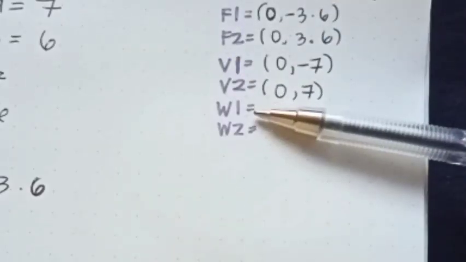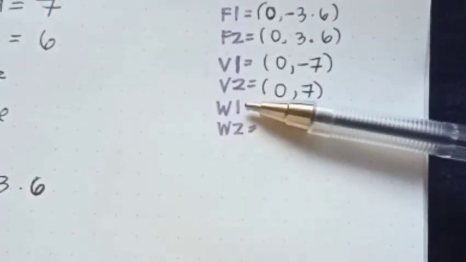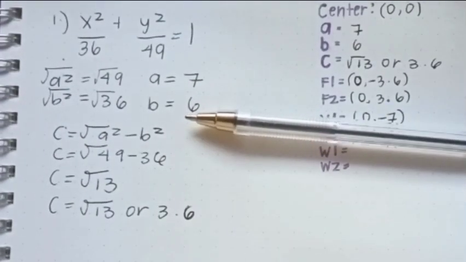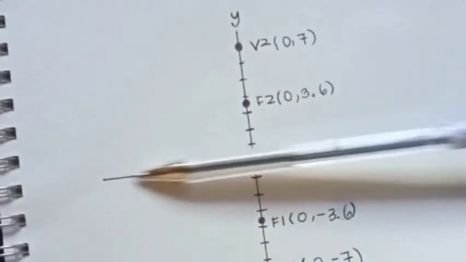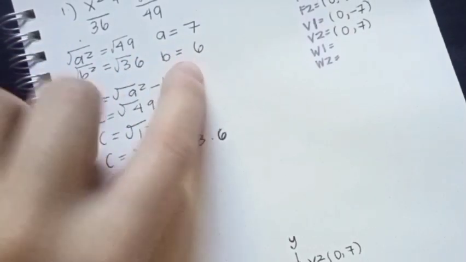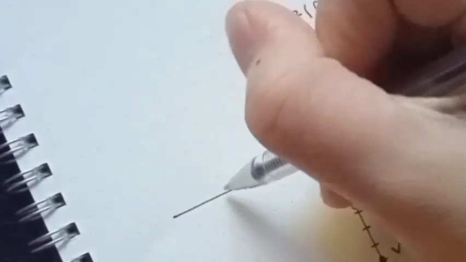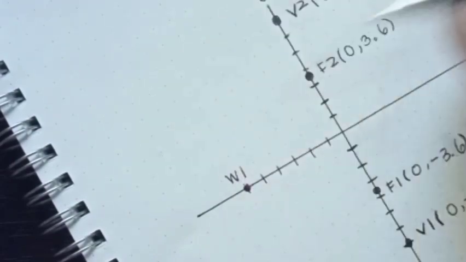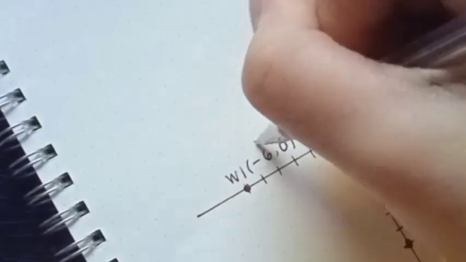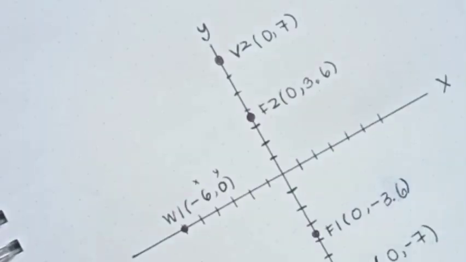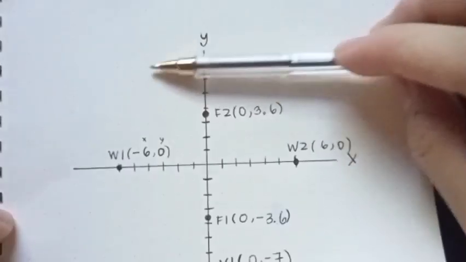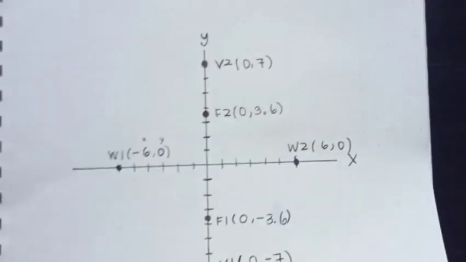And to get W1 and W2, which are the covertices, we need b, since b is the distance between the center and the covertices. The covertices will be right here on the minor axis, so it's going to be 6. 1, 2, 5, and 6. W1 is negative 6 and then 0. This is x and this is y. Covertex 2, W2, is 6 and then 0. Then I'm going to put in our ellipse. We're done!